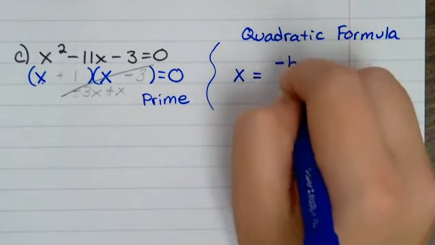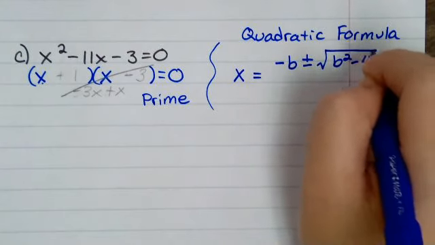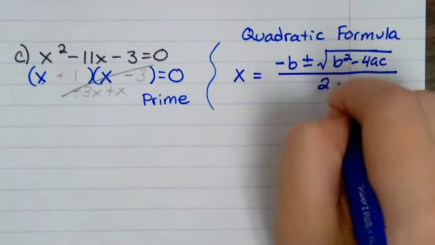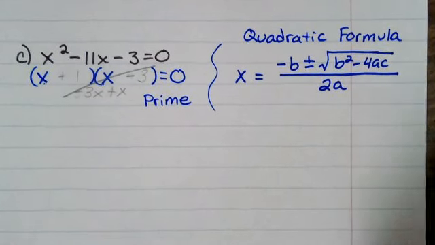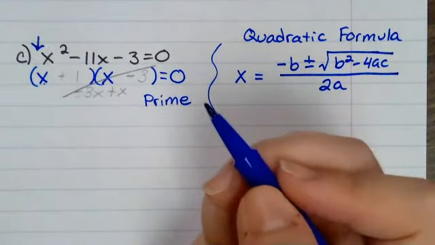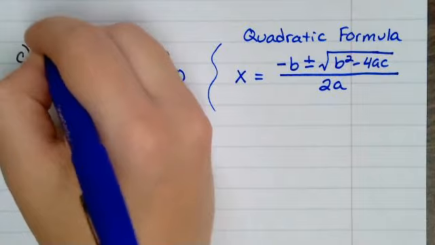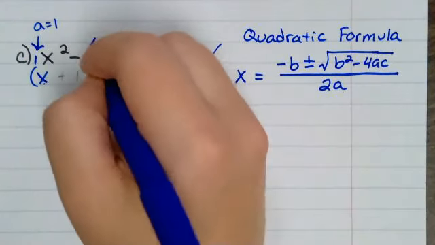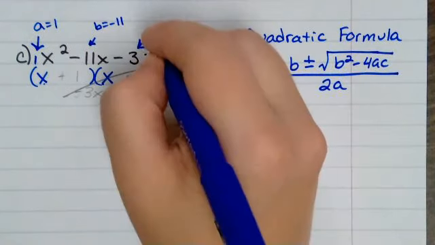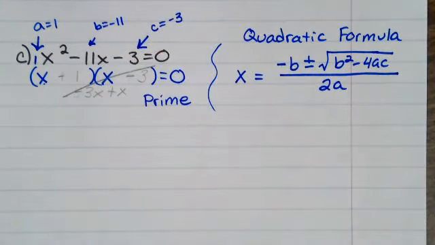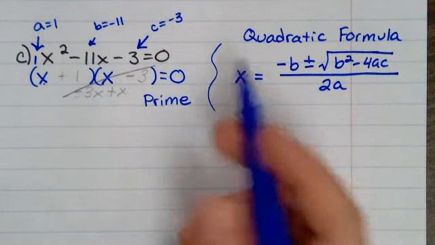X equals negative b plus or minus the square root of b squared minus 4ac, and this is all over 2 times a. And when you are deciding what your a, your b, and your c are, that comes from the terms in front, or your coefficients here. So there's an invisible 1 in front of that x squared. That is your a. That's 1. Okay, b is in front of the x term, so b is negative 11. And c is the constant at the end. That's negative 3. Okay, and we're just going to plug all those things into the quadratic formula where they go.